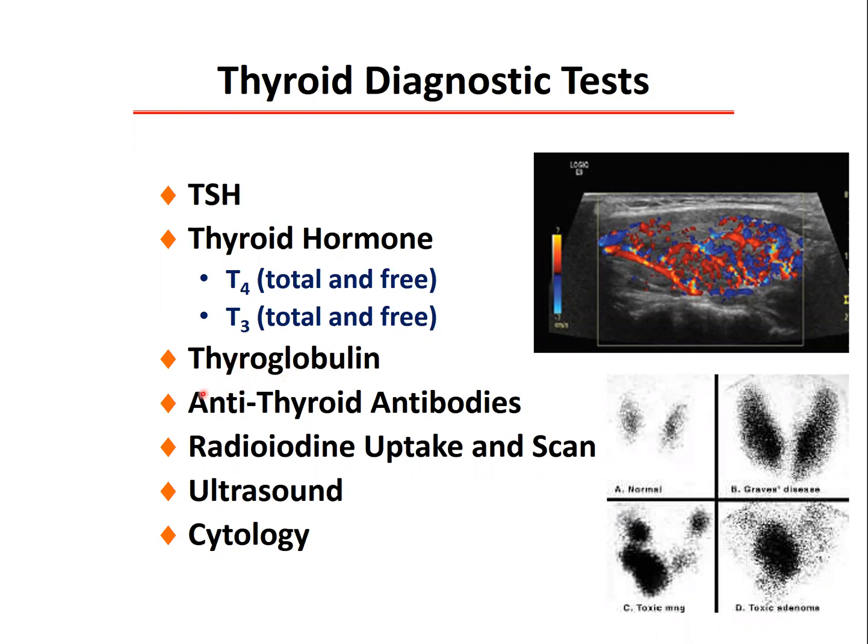We do have certain anti-thyroid antibodies. I already mentioned the anti-thyroglobulin. However, the anti-TPO, the anti-thyroperoxidase, or the anti-thyroid receptor antibodies. These are the antibodies that are important in checking the function of the thyroid gland.